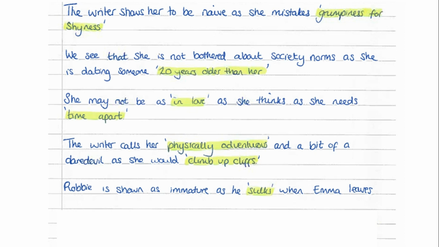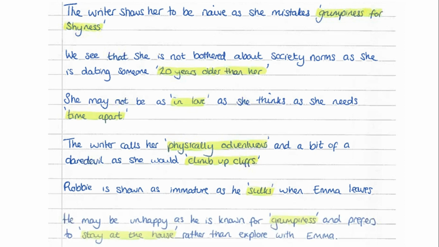Robbie is shown as immature as he sulks. I've moved on to him now. So Robbie is shown as immature as he sulks when Emma leaves. And Robbie may be unhappy as he's known for his grumpiness, and he prefers to stay at the house rather than go and have fun and explore with Emma.